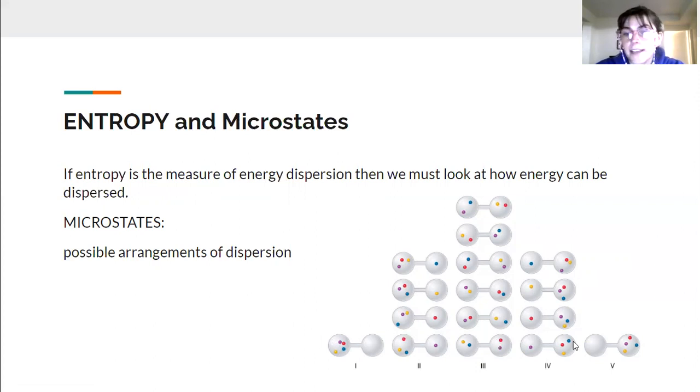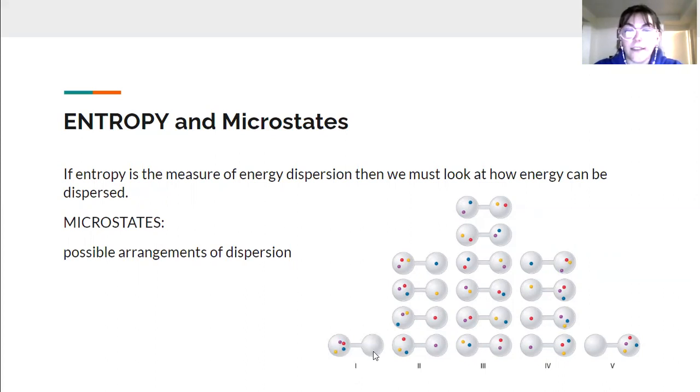In this picture, we see an example of microstates. This first column is the first microstate, or the first possible arrangement of energy dispersion for these particles. We see that we have 2 spheres connected by a tube, and we have 4 different particles within that sphere. In this first microstate, we see that we have all of our particles in the left sphere and no particles in the right sphere, meaning that our energy is dispersed so that all of our energy is on the left side and none of our energy is on the right.